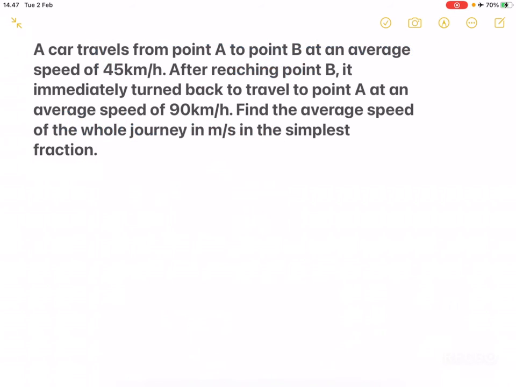For the first question, it reads as follows. A car travels from point A to point B at an average speed of 45 kilometers per hour. After reaching point B, it immediately turns back to travel to point A at an average speed of 90 kilometers per hour. We need to find the average speed of the whole journey in meters per second. That means we need to convert it in the simplest fraction. We know that the conversion will deal with simplification of fractions.